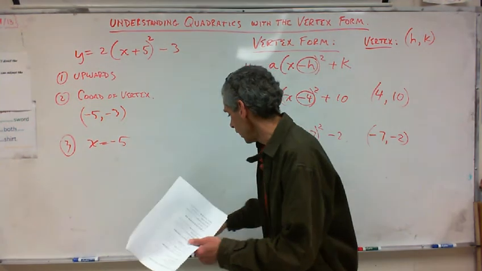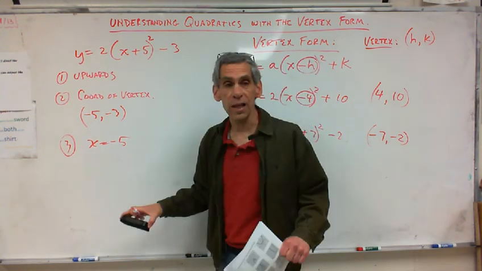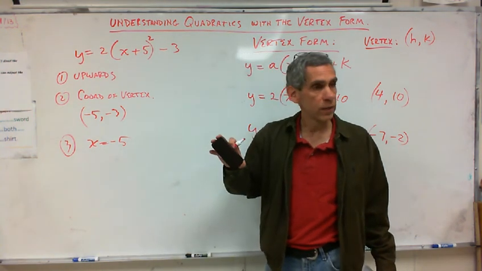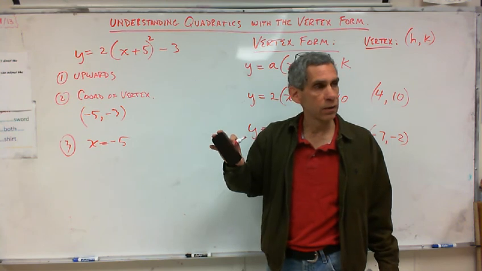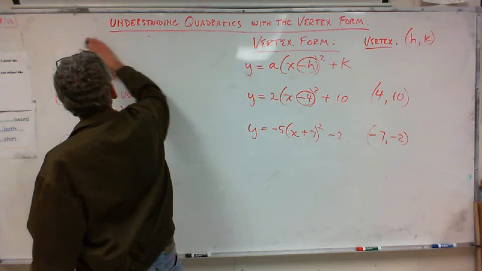All right. So now, the last example I'm going to give is one that you're going to see that's written slightly different, but it's still in the vertex form. But it's written slightly out of order. And you have to be able to see it. Okay? So here's this one.